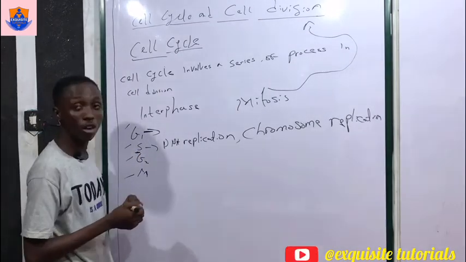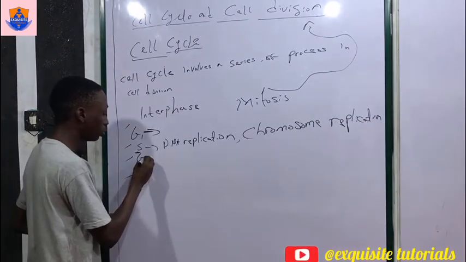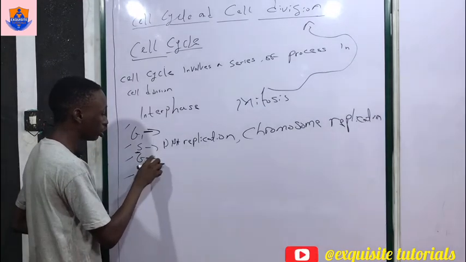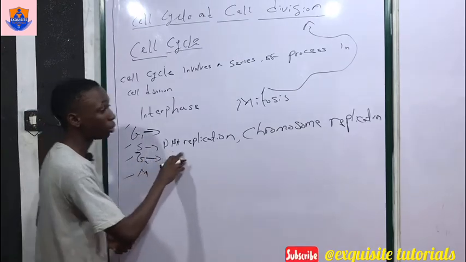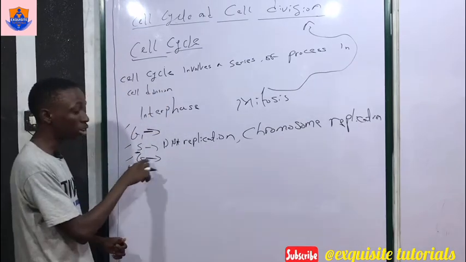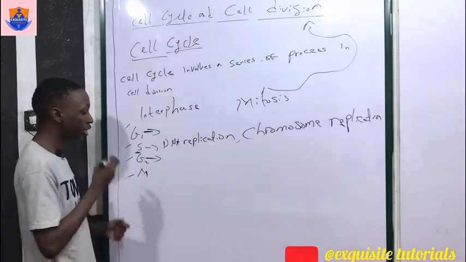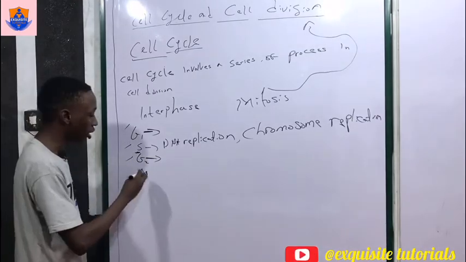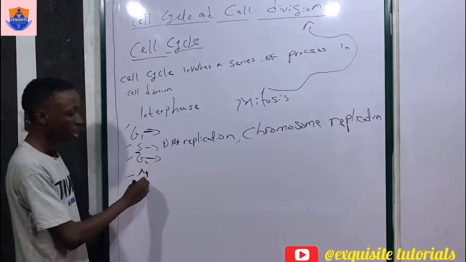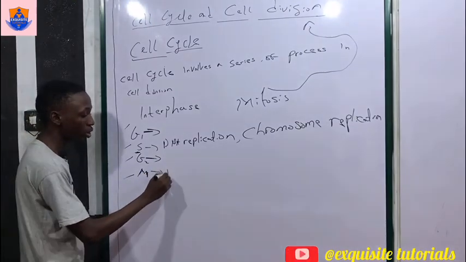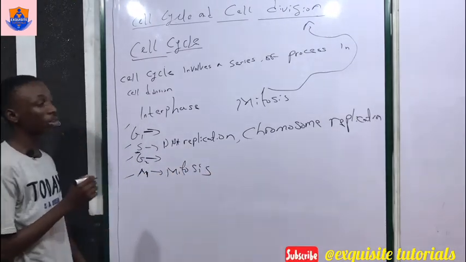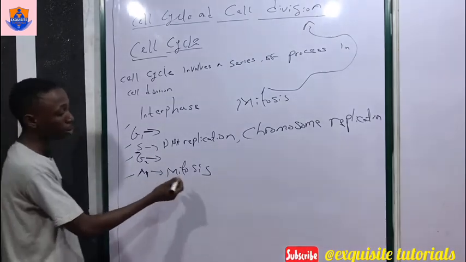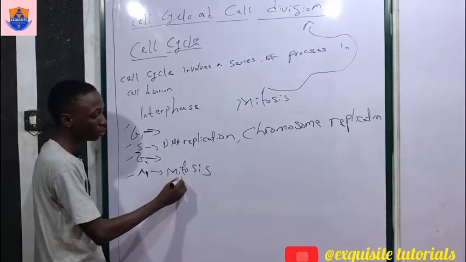The DNA replication. Now, during the G2 stage, a lot of processes take place. After the DNA replication and chromosome replication, during the G2 stage, the cell prepares itself for the next stage. Now, the next stage is the M stage. During the M stage, which is what? Mitosis. The M stage is what? Mitosis.